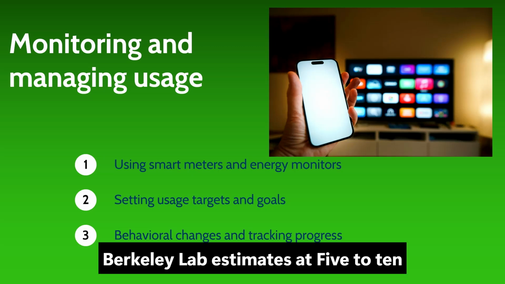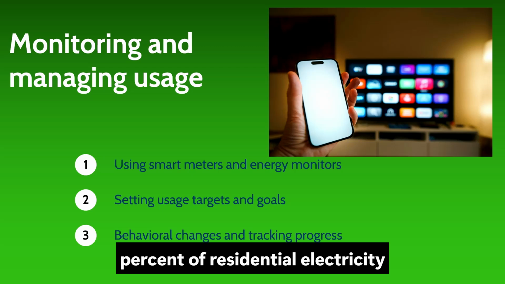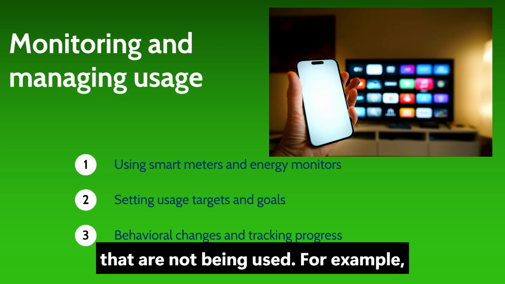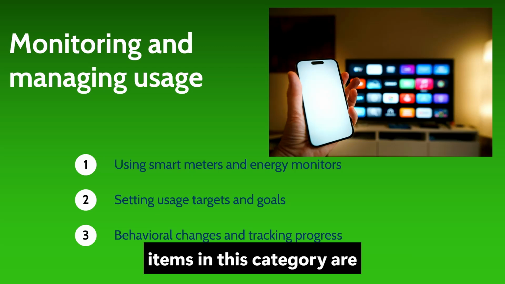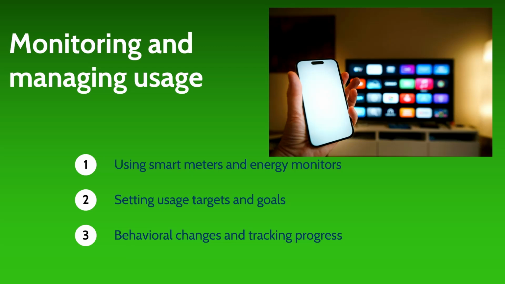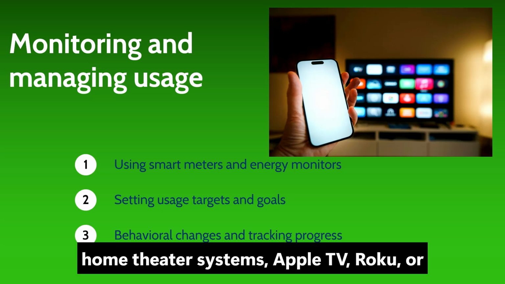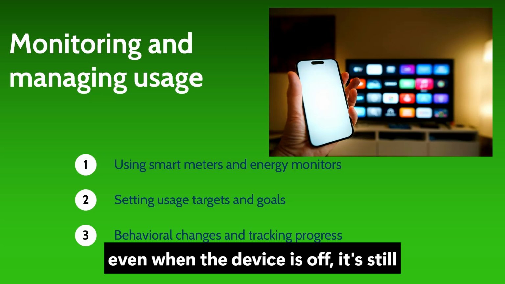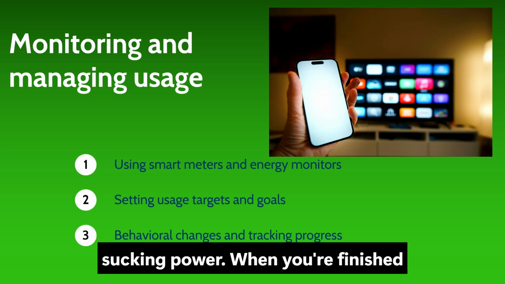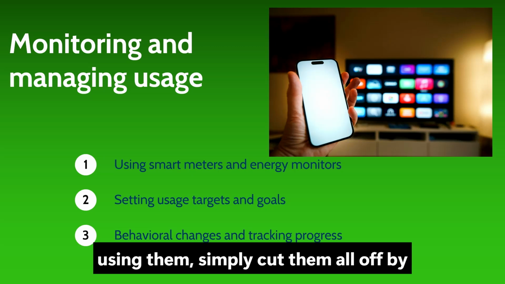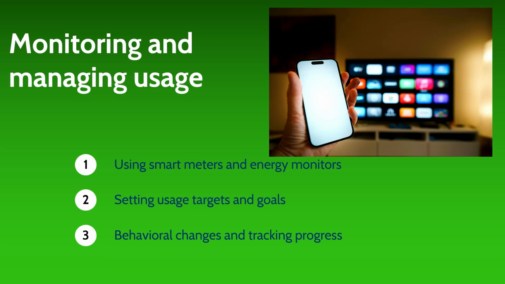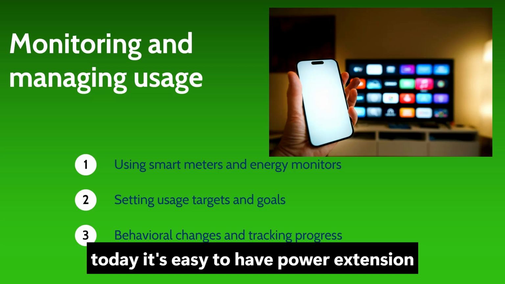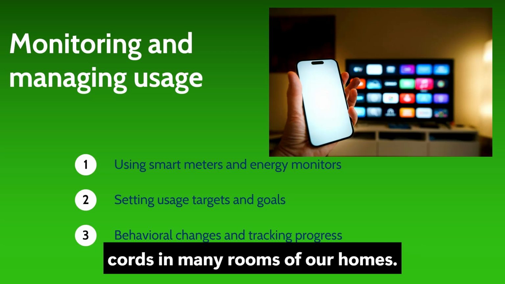Berkeley Lab estimates that 5 to 10% of residential electricity consumption comes from electronic devices that are not being used. For example, items in this category are televisions, gaming consoles, home theater systems, Apple TV, Roku, or Fire Stick. If there's a light on, even when the device is off, it's still sucking power. When you're finished using them, simply cut them all off by using a smart power strip or surge suppressor. It's easier than unplugging everything individually, and today it's easy to have power extension cords in many rooms of our homes.